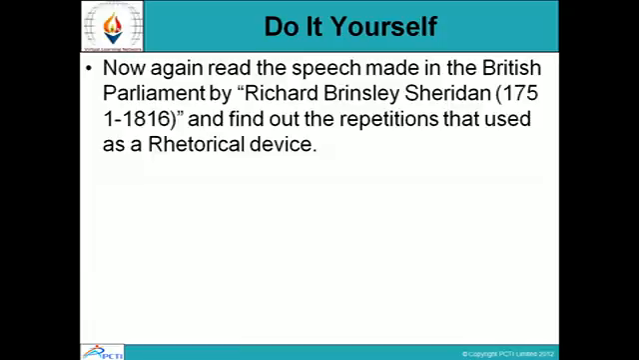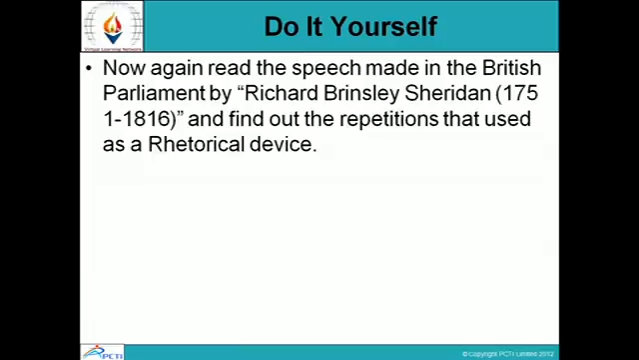Seven years ago, our fathers brought forth on this continent a new nation conceived in liberty and dedicated to the proposition that all men are created equal. Now we are engaged in a great civil war, testing whether that nation or any nation so conceived and so dedicated can long endure. We are met on a great battlefield of that war. We have come to dedicate a portion of that field as a final resting place for those who here gave their lives that that nation might live.